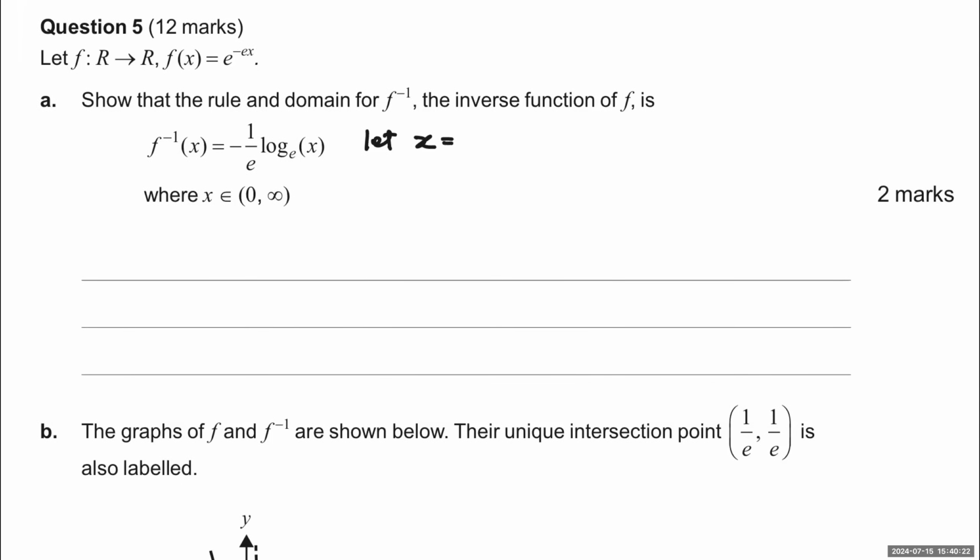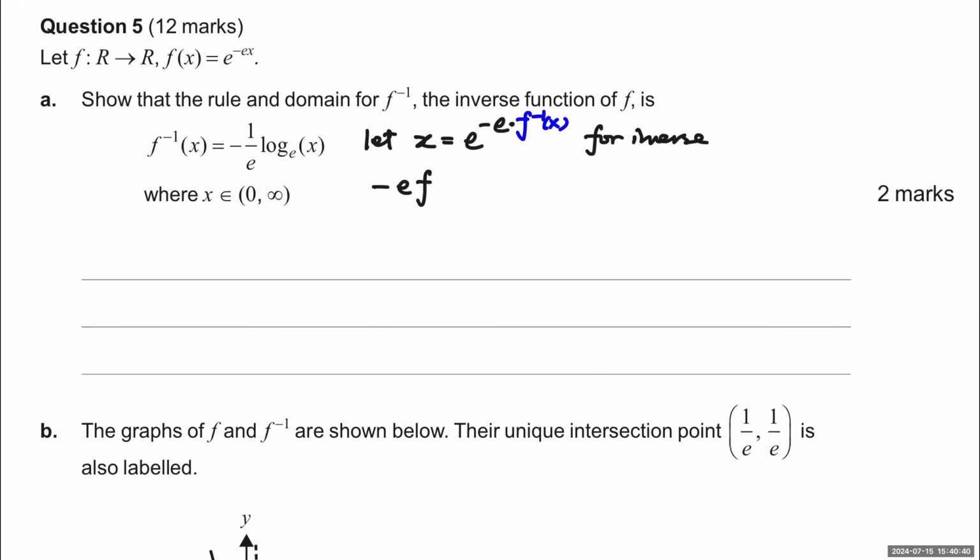So we let x equals to e to the power minus e times f negative 1 of x. This time I'm not using y. I'm using f negative 1 to make sure I answer the question correctly, okay? For inverse. So we say, okay, minus e f minus 1 of x equals to log e of x. So f negative 1 of x equals to minus 1 over e log e of x. Make sure you show correct naming and also the correct working out, okay?